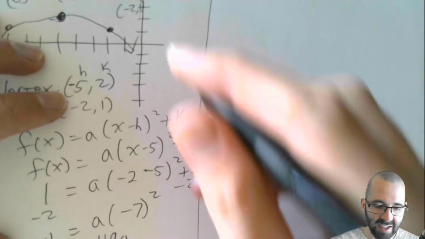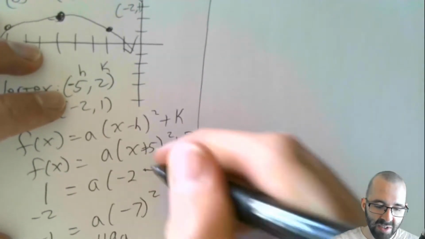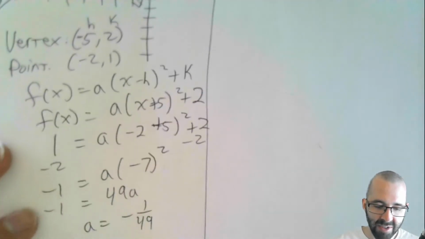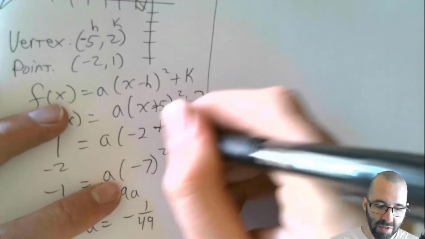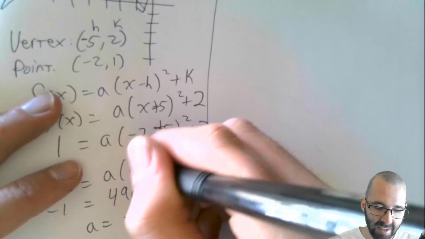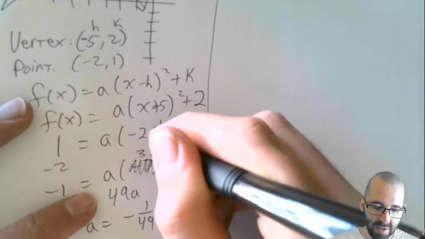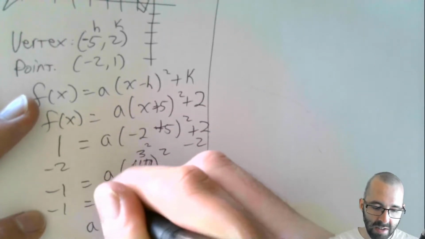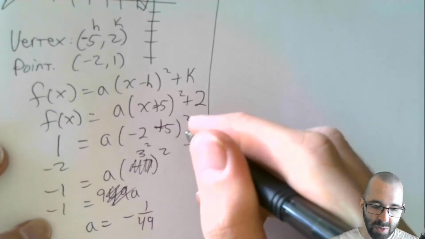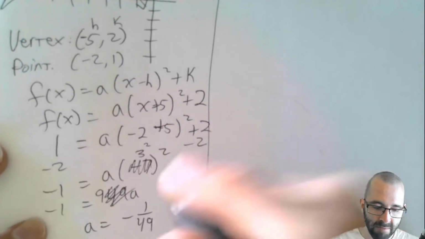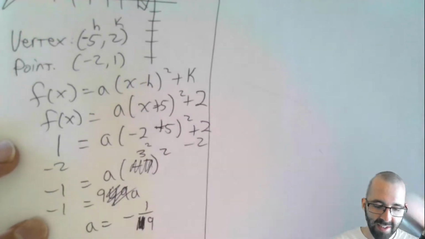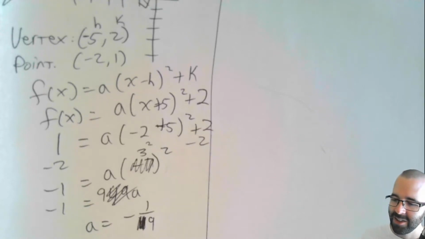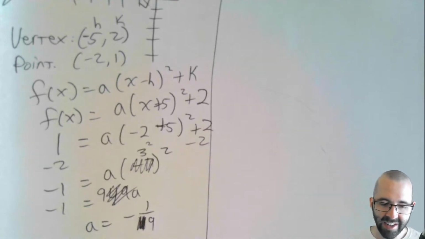All right, so h is negative 5. So this is going to become a plus 5. This becomes a plus 5. This becomes a 3 right here. Which becomes a 9. Which becomes negative 1/9. There we go. It almost worked out.